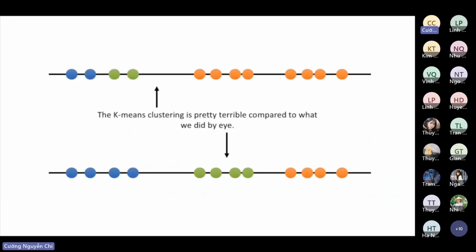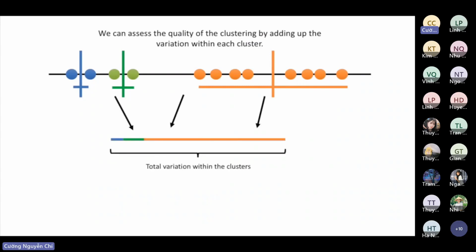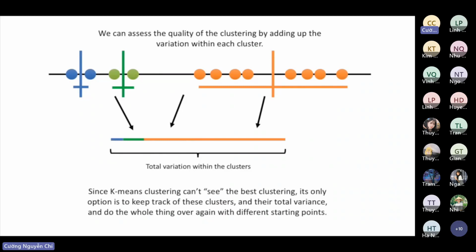Bam! The k-means clustering is pretty terrible compared to what we did by eye. We can assess the quality of the clustering by adding up the variation within each cluster. Here's the total variation within the clusters. Since k-means clustering can't see the best clustering, its only option is to keep track of these clusters and their total variance and do the whole thing over again with different starting points.